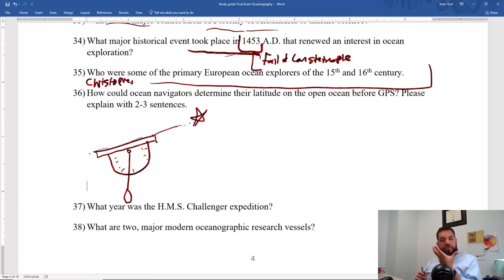Well, you can actually do that with Polaris, the North Star. You can figure out the number of degrees that it is above the horizon, and that is the latitude, your current latitude. So they could determine their latitude from the North Star. How do you figure out your longitude?